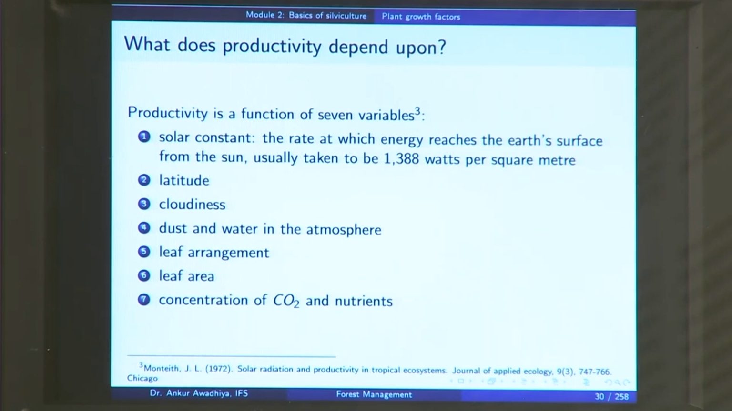And it also depends on the concentration of carbon dioxide and nutrients, which are the raw materials for photosynthesis. So, if you have a sufficient amount of carbon dioxide and nutrients, the plants will show better productivity as compared to a location in which the amount of carbon dioxide and/or nutrients is less. Now, these nutrients do not only include the mineral salts, but also water.